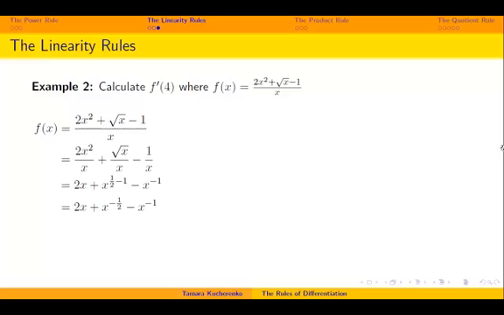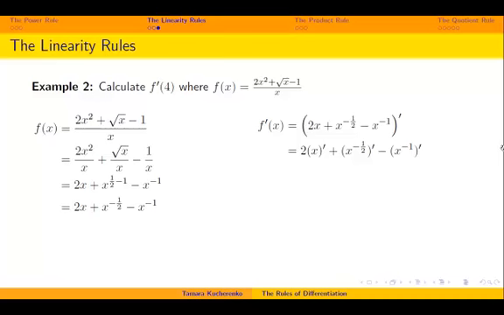Now we can take the derivative of f using the sum, constant multiple, and power rules. f prime of x is the derivative of 2x plus x to the negative 1/2 minus x to the negative 1. We can distribute differentiation to each of the terms. We get 2 times x prime plus x to the negative 1/2 prime minus x to the negative 1 prime. Now we use the power rule.